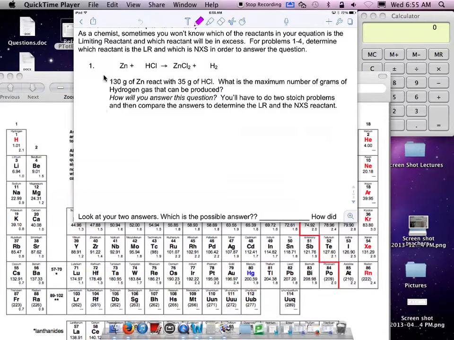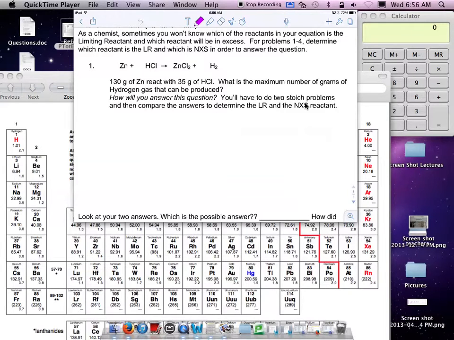So here is our example problem we're going to try. Here's my chemical reaction. As a chemist, I take some zinc and mix it with hydrochloric acid, which produces zinc chloride and hydrogen. I start with 130 grams of zinc and react it with 35 grams of HCl, hydrochloric acid. The question is, what's the maximum number of grams of hydrogen gas that can be produced?